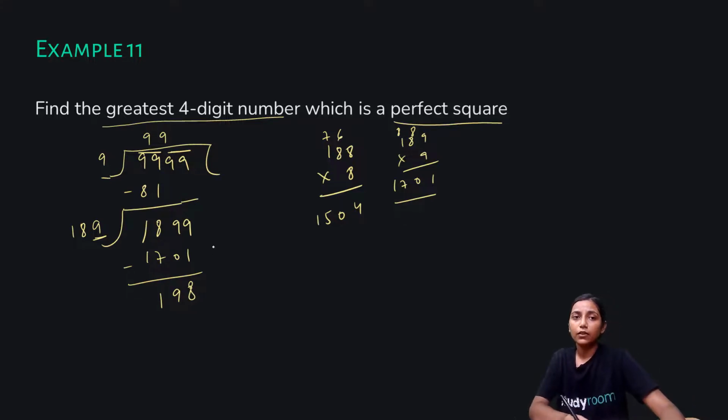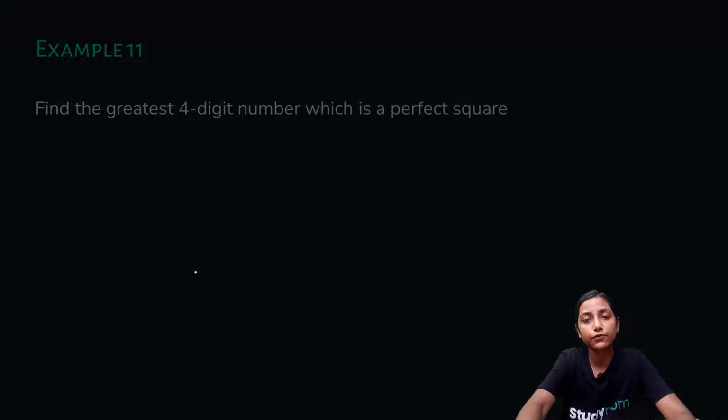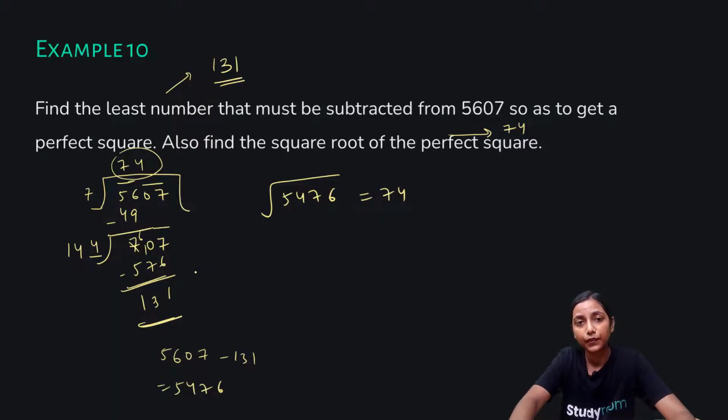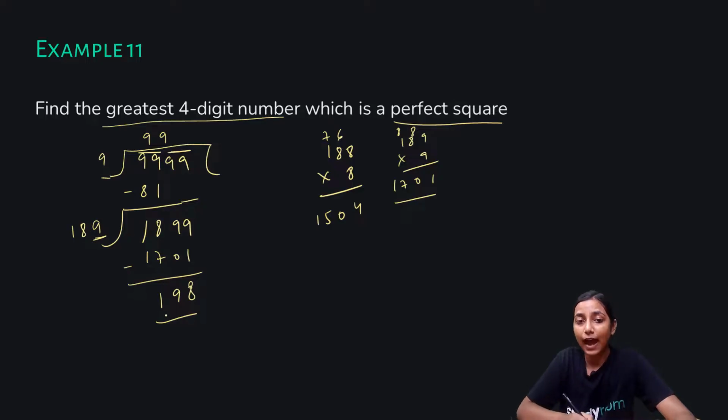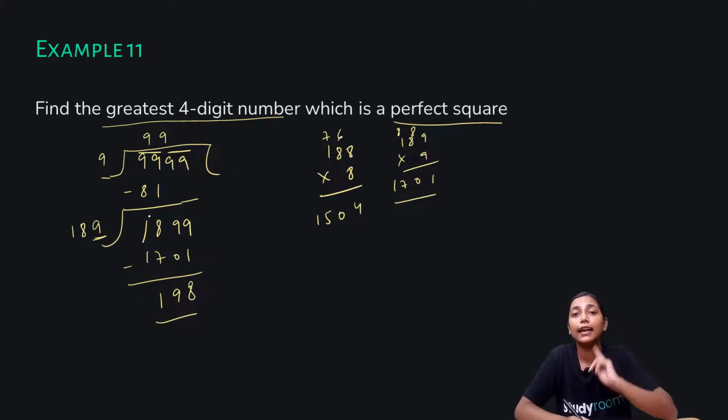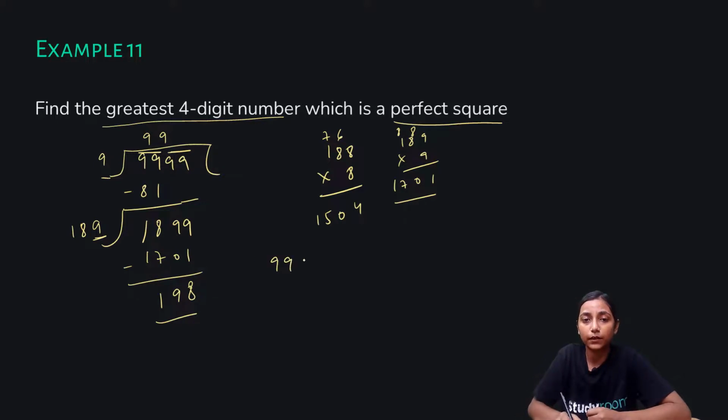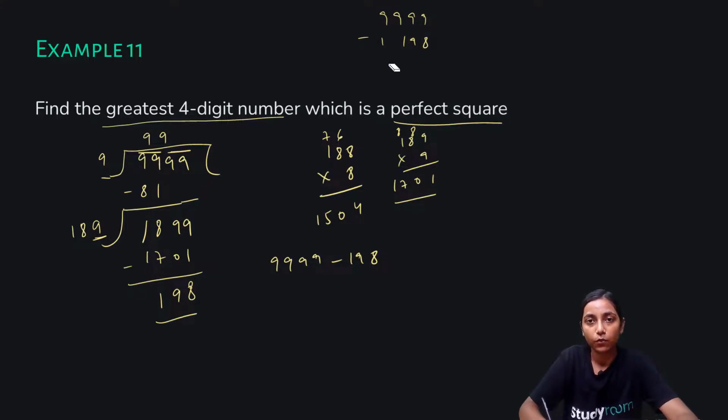Find the greatest 4-digit number which is a perfect square. Again, now just see this previous example. If we subtract this 198 from this number, this is our remainder. We are not getting 0 as the remainder because this 9999 is not a perfect square. But what if we subtract 198 from 9999, this number? What will be the answer?